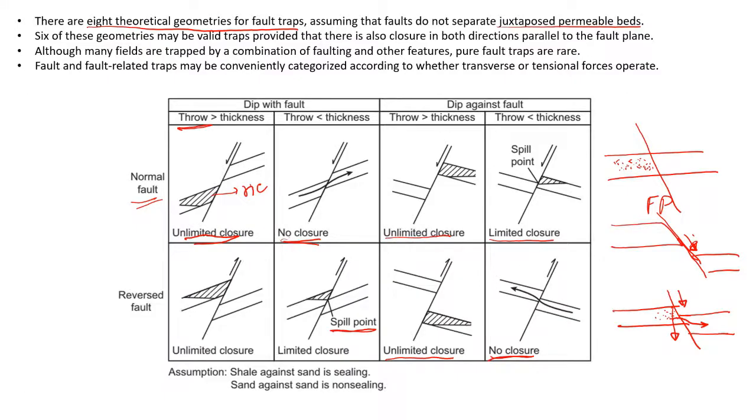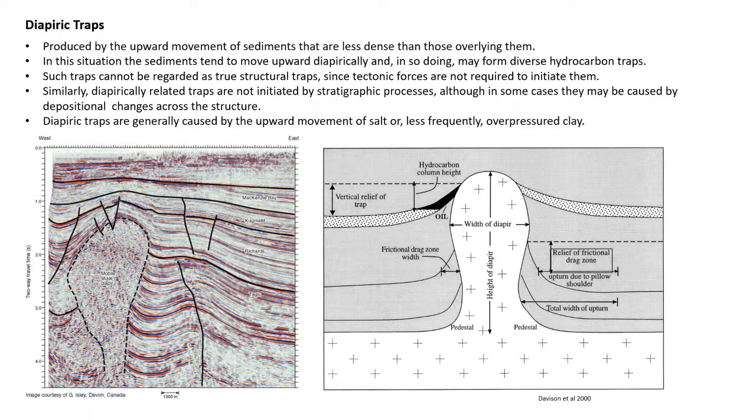Okay, so this completes the structural traps. Now let us see the diapiric traps. As I told you, the word diapir means to pierce through. So normally what happens is the upward movement of sediments that are less dense than overlying sediments.